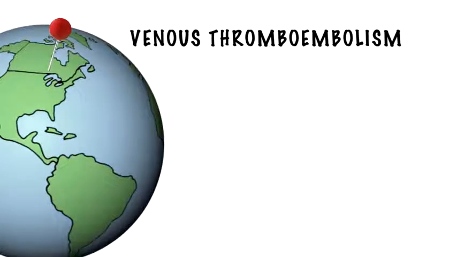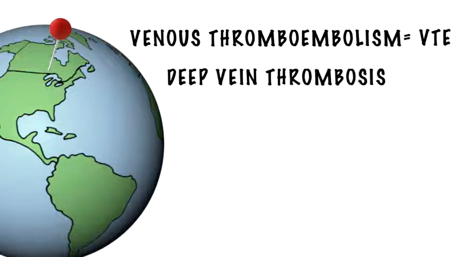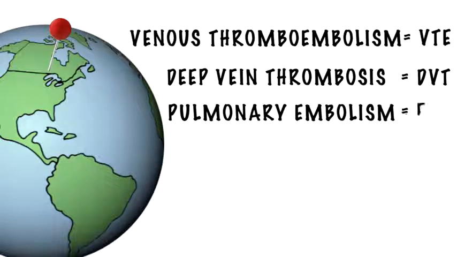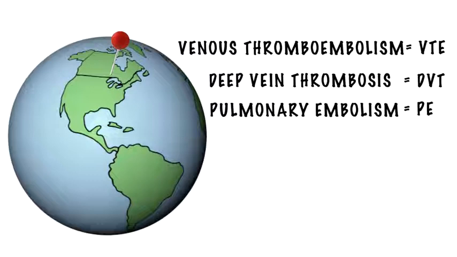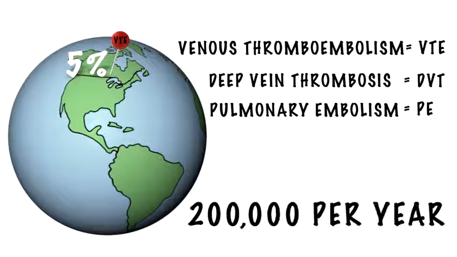Venous thromboembolism, also known as VTE, includes deep vein thrombosis, known as DVT, and pulmonary embolism, known as PE. It's a major problem in this country. VTE affects about 5% of Canadians in their lifetime. Every year, 200,000 Canadians are diagnosed with VTE, and about a quarter of them are actually hospitalized for this problem.